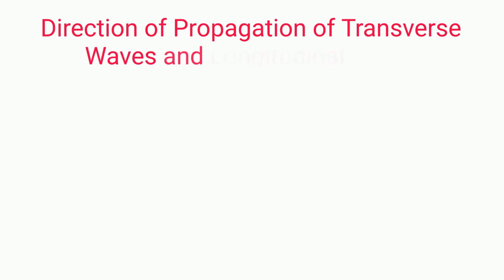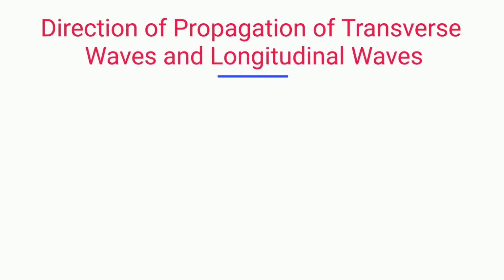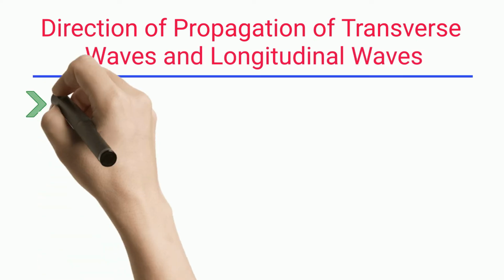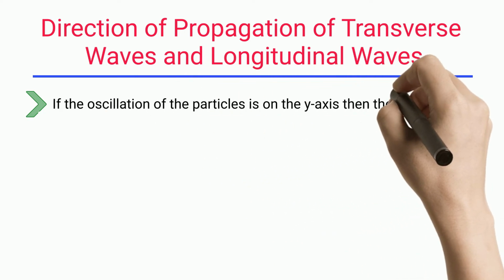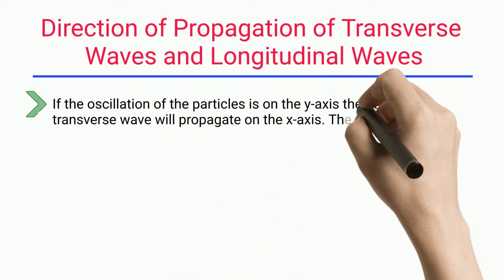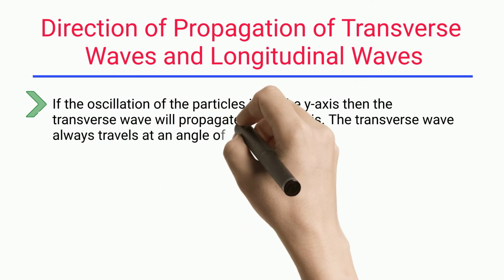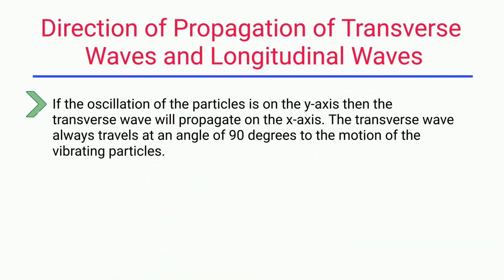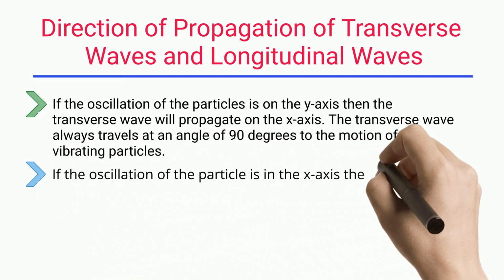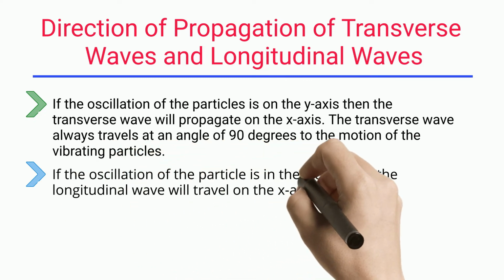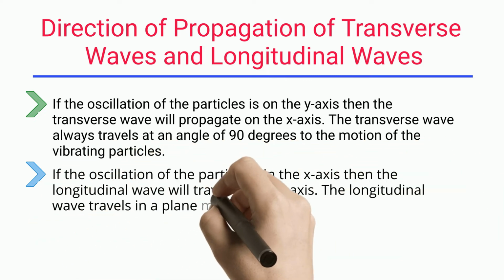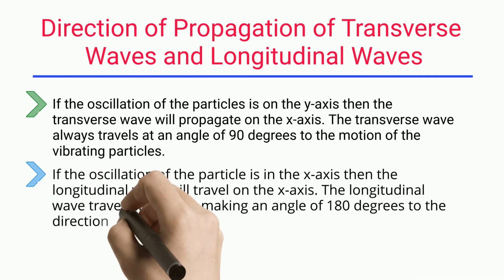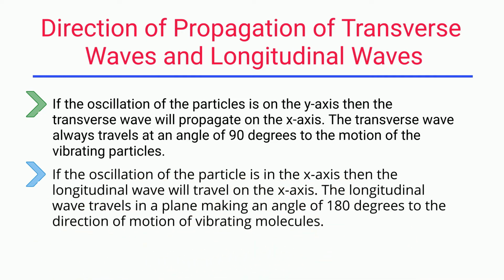Direction of propagation of transverse waves and longitudinal waves. If the oscillation of the particles is on the y-axis, then the transverse wave will propagate on the x-axis. The transverse wave always travels at an angle of 90 degrees to the motion of the vibrating particles. If the oscillation of the particle is in the x-axis, then the longitudinal wave will travel on the x-axis. The longitudinal wave travels in a plane making an angle of 180 degrees to the direction of motion of the vibrating molecules.